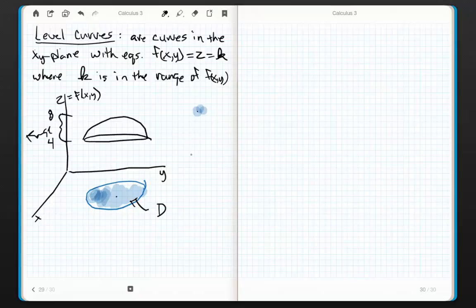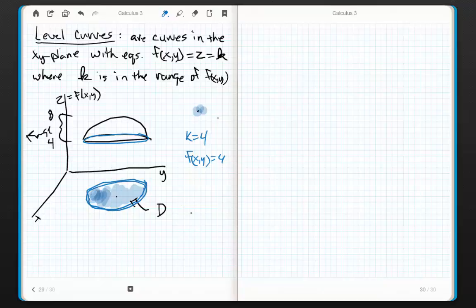Now, let me explain how level curves work. Let's see what it says first. What it says is f of xy equals z, and z equals k. So f of xy equals k. So let's just say for k equals 4. So what we're saying is f of xy equals 4. Well, do you agree that what that would be, since this thing doesn't start until k equals 4, it would simply be the boundary line of D. It would be the outside guy.